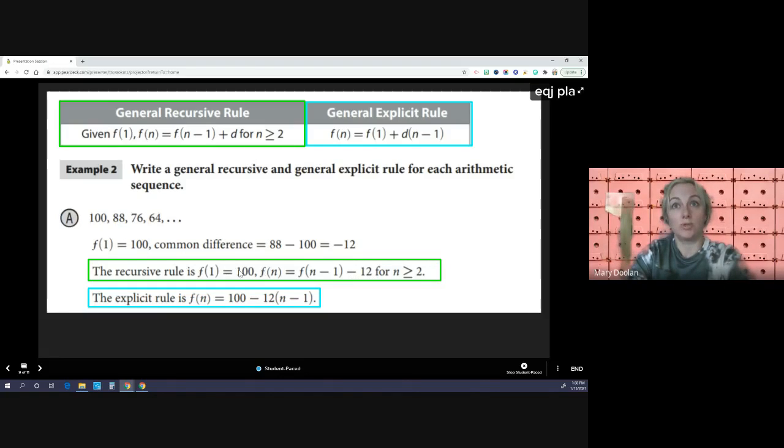So they only plugged in two numbers into this general formula. They put in 100 for f of 1, and then they replaced the d with the common difference of negative 12. And then you have a general rule.